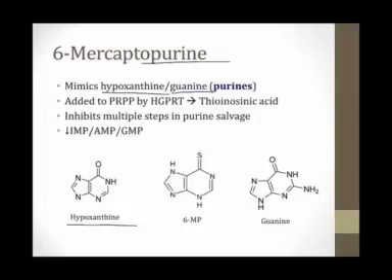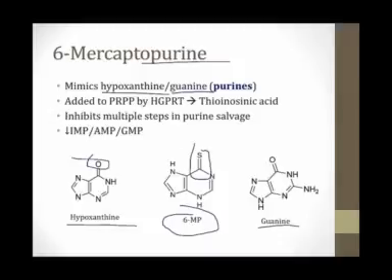It is an intermediate in synthesis of the purines guanine and adenine. Shown at the right side of the screen is the nitrogenous base guanine. You can see that 6-MP looks similar to these two nitrogenous bases. It has a sulfur moiety where they both have an oxygen moiety.